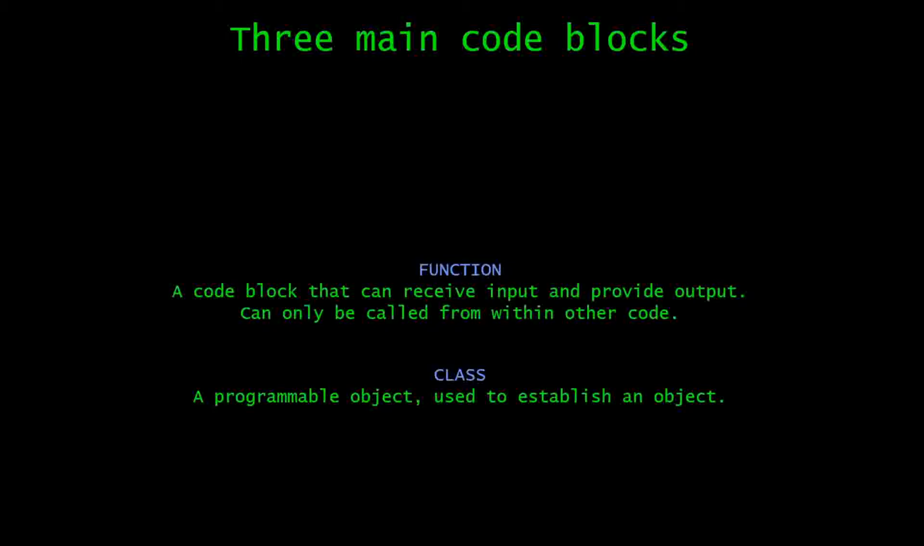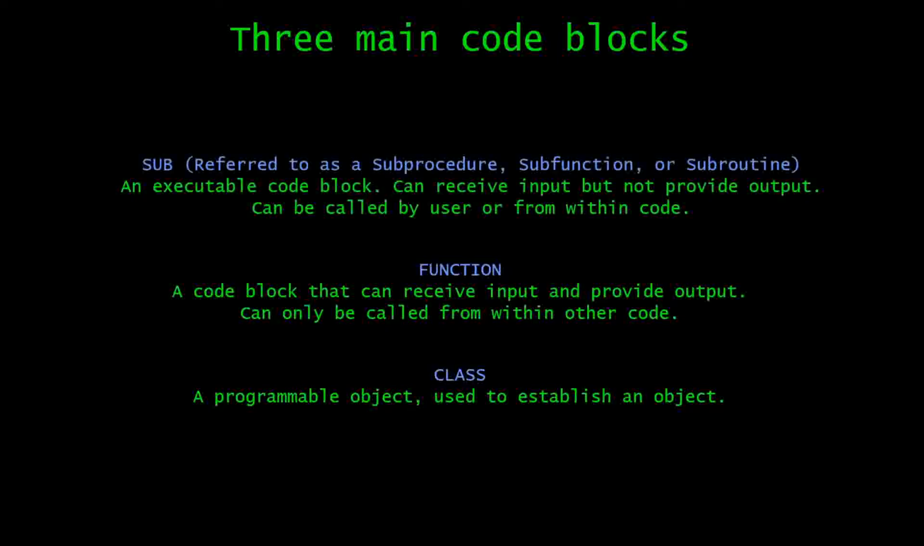Functions are a code block that receives input and can provide an output. They can only be called from within other code blocks. Subs are code blocks that can be called by the user either directly from the IDE or via buttons, etc. within your application. Subs can receive an input value but cannot produce an output value.